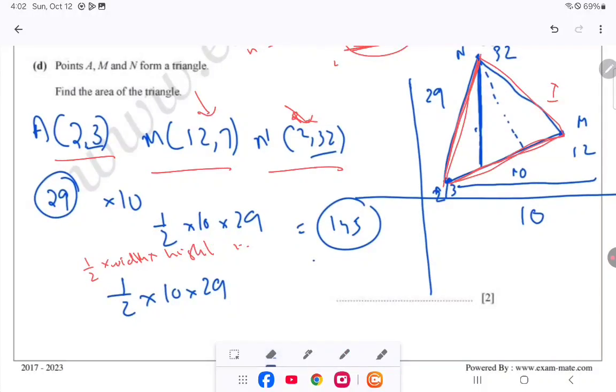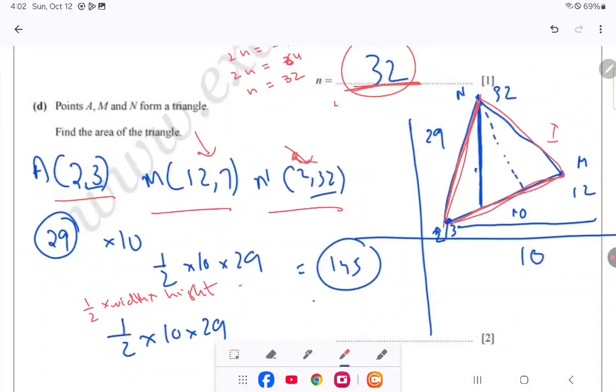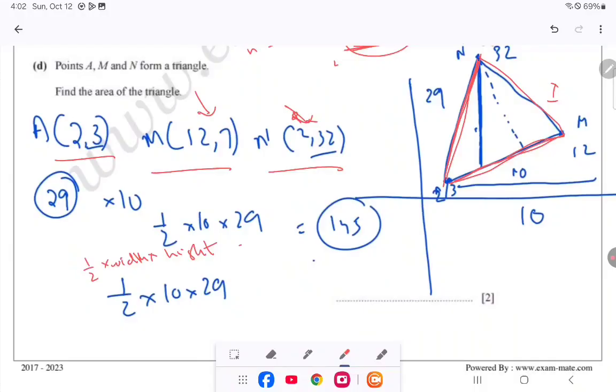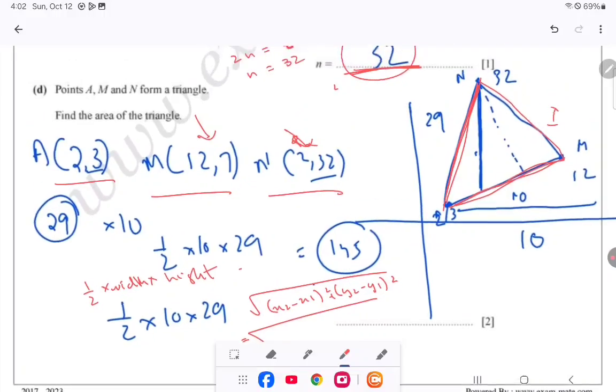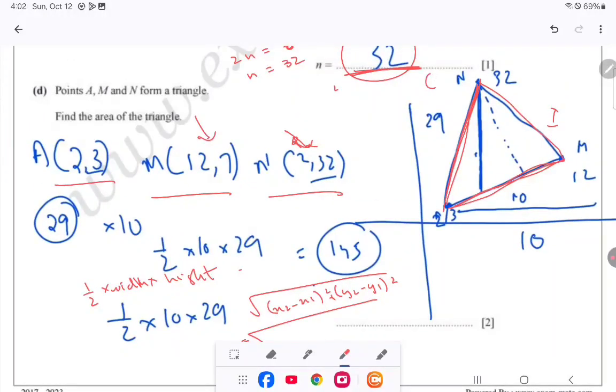So first, for the first point, use the line distance formula, which is x2 minus x1 whole square plus y2 minus y1 whole square. Simplify. Suppose we are calculating from here, where the N value is 2 comma 32 and the A value is 2 comma 3.